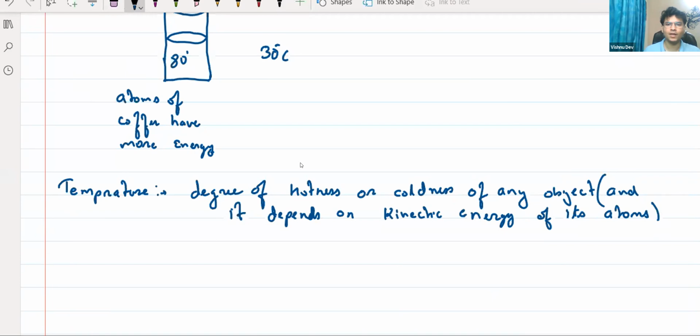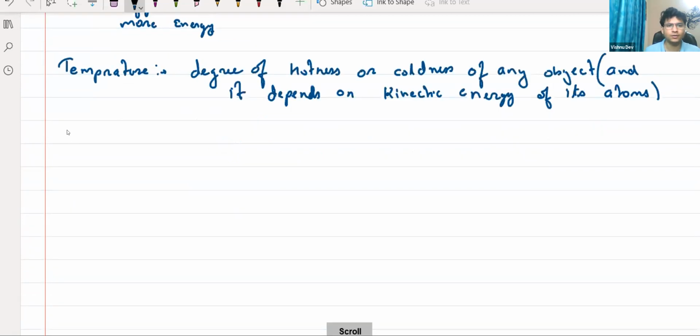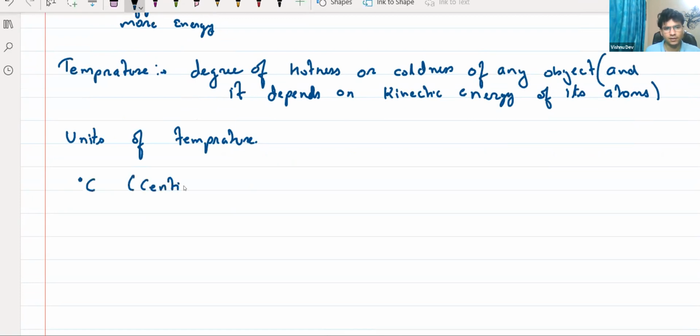Now, obviously, when we talk about degree of hotness and coldness, I should have something to measure it, so that is called a unit. I hope all of you know what a unit is. So, units of temperature. Basically there were 4, but 3 units are used. The first unit is degree centigrade, also called degree Celsius. Centigrade and Celsius are the same. Then the second is Kelvin, and the third is Fahrenheit.